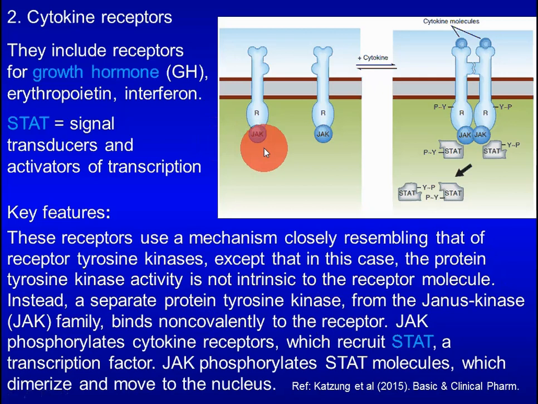After a cytokine binds a cytokine receptor, it dimerizes. JAK, a separate protein tyrosine kinase, binds and phosphorylates the receptor. The receptor then recruits STAT, a transcription factor. JAK then phosphorylates STAT, which dimerizes and moves to the nucleus.